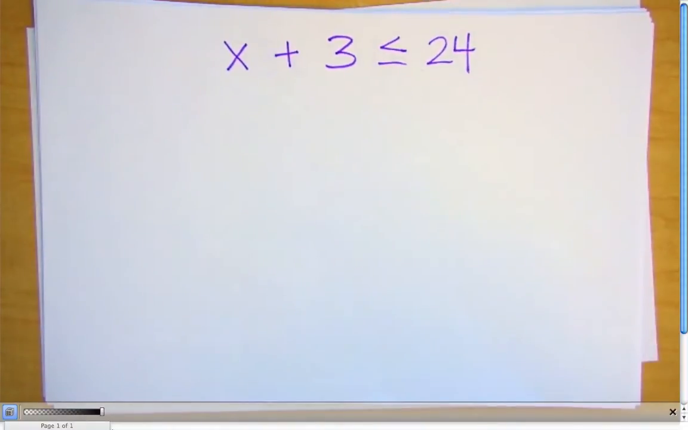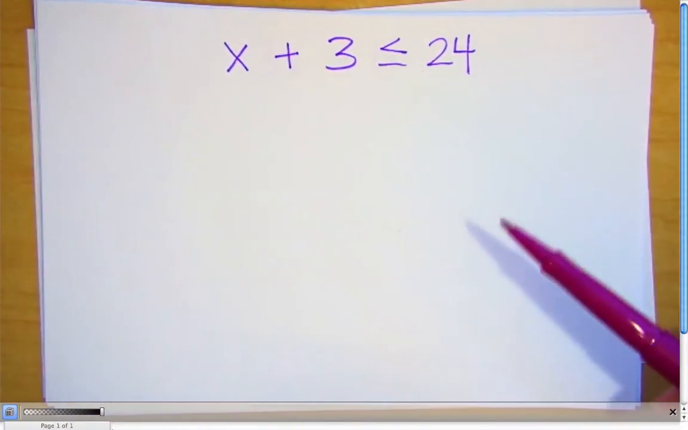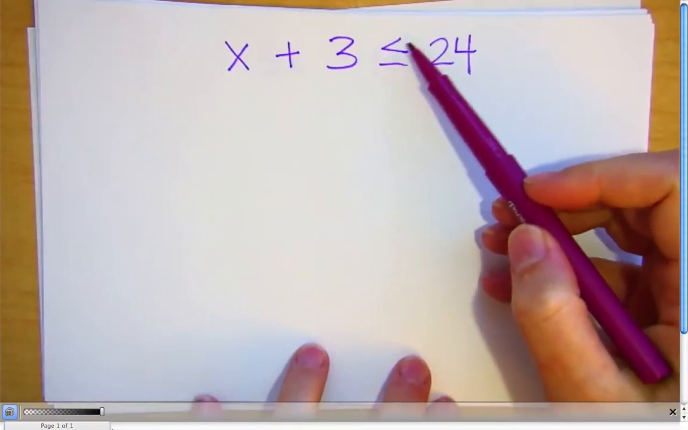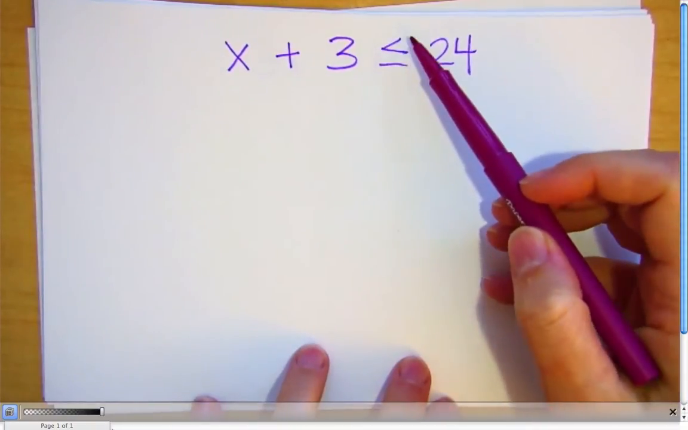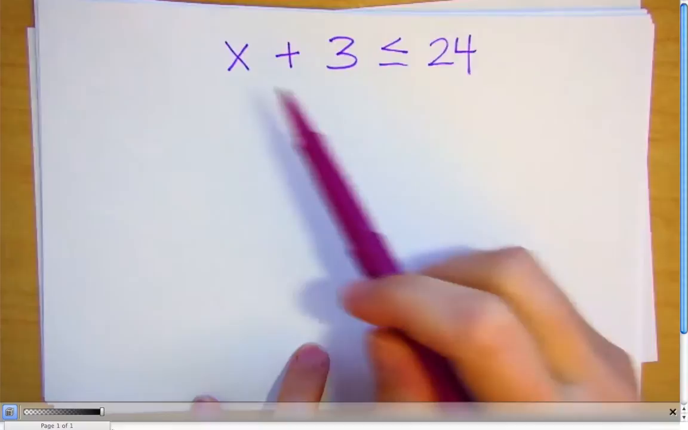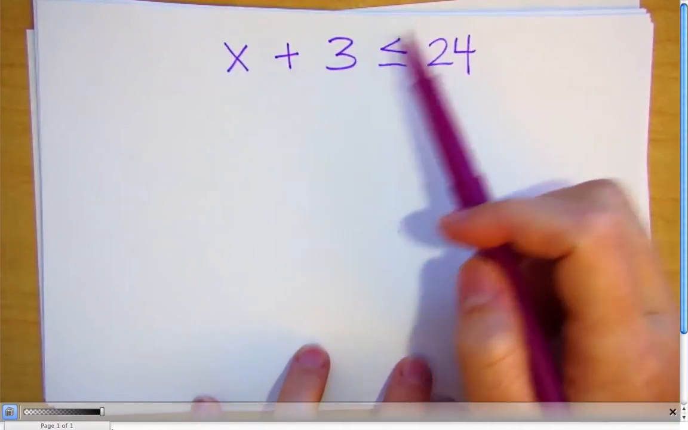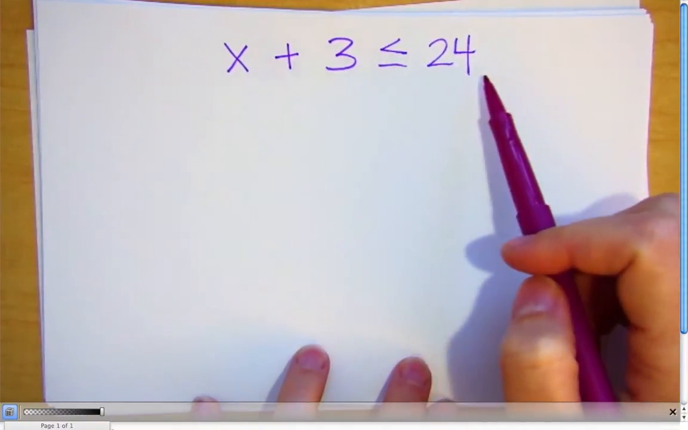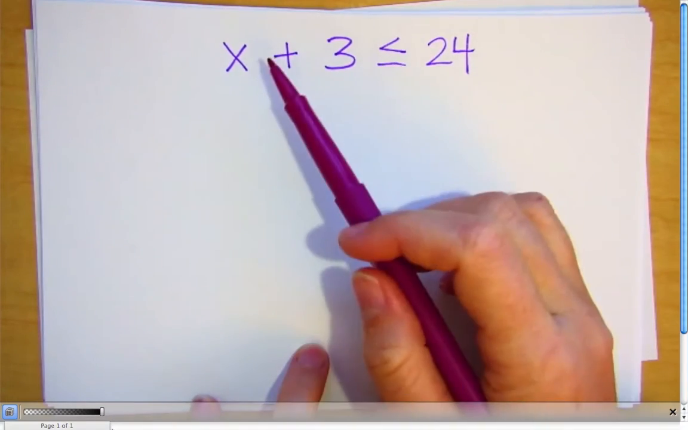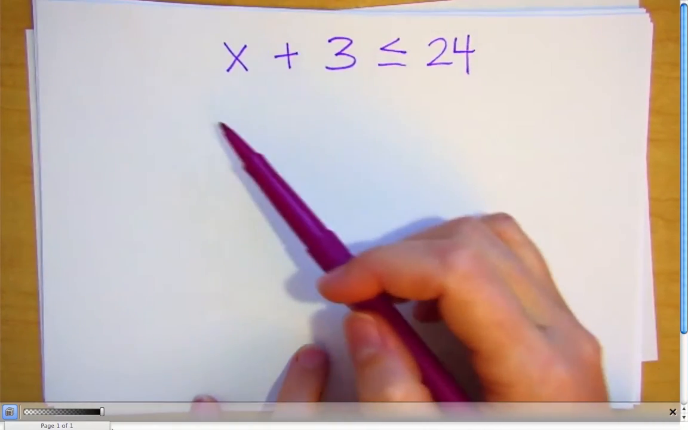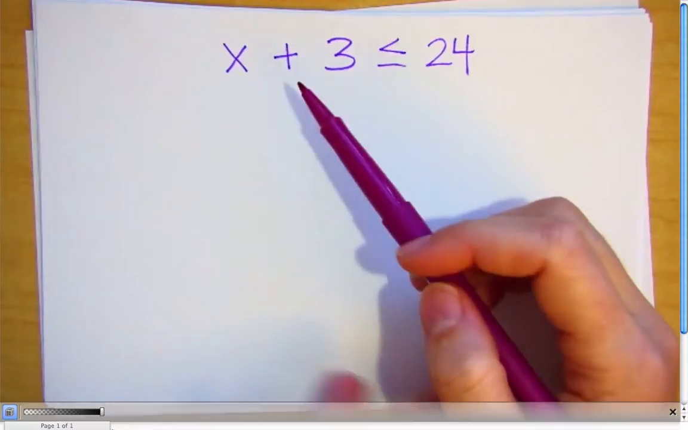Solving inequalities. Remember, an inequality is a number sentence that has a greater than or less than sign, or in this case a less than or equal to. So it's saying that some number plus 3 is less than or equal to 24. So this could equal 24, or it could equal 23, 22, etc., going all the way on to infinity in the negatives.